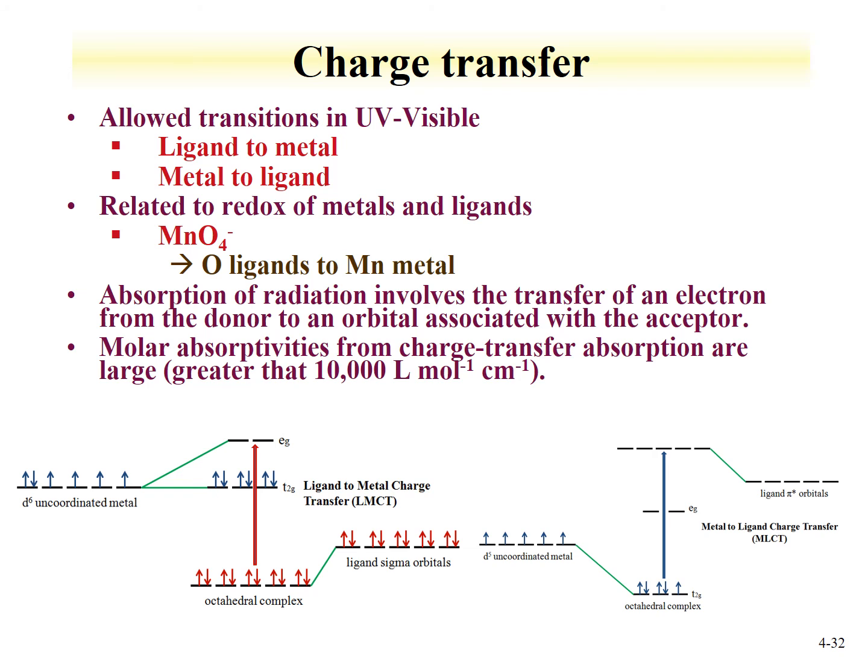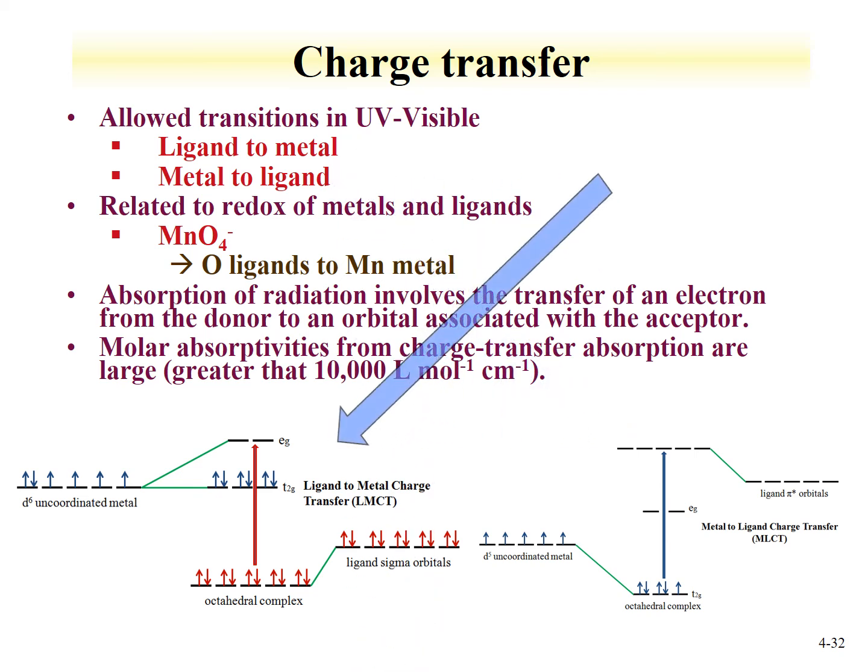Charge transfer bands can also be observed in the UV visible spectra. These tend to have very large molar absorptivities, so they can be dominant peaks. The charge transfer bands can be divided into two. You can have a ligand to metal charge transfer band, an example being electrons, which are ligand in nature, being promoted to an orbital which is primarily metallic in nature.